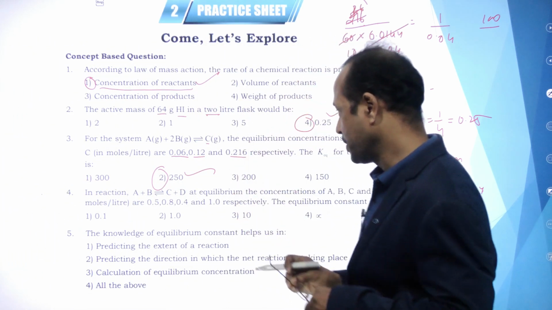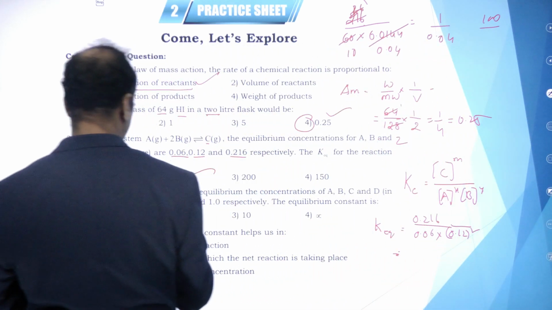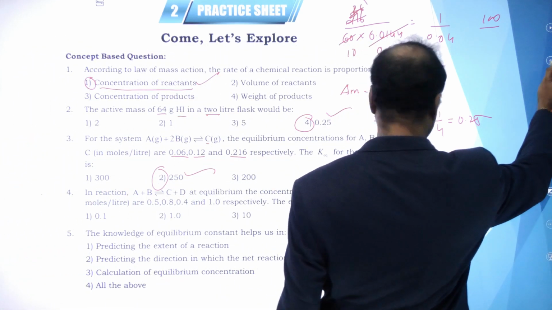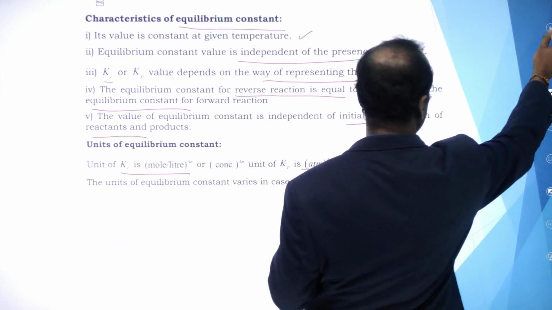The same way you can do the fourth one. The fourth one is also very simple. See here: A plus B gives rise to C plus D. We'll do the same problem once so that we can understand how to do it.